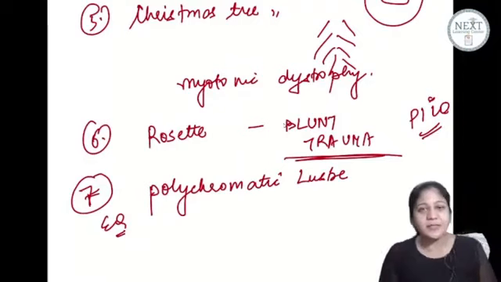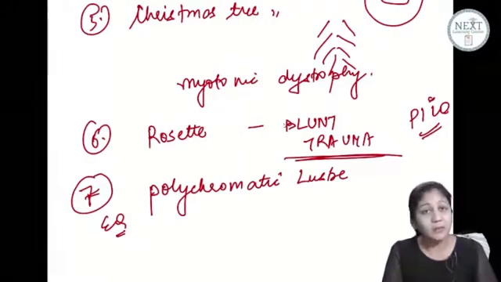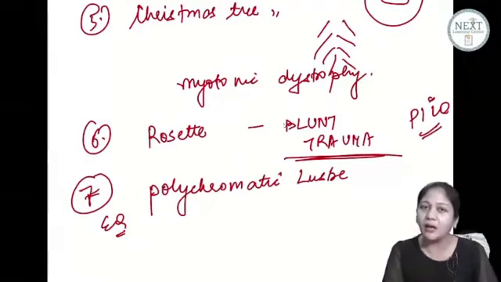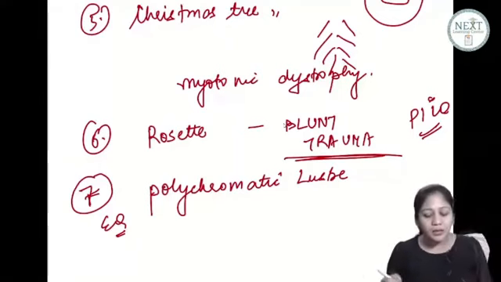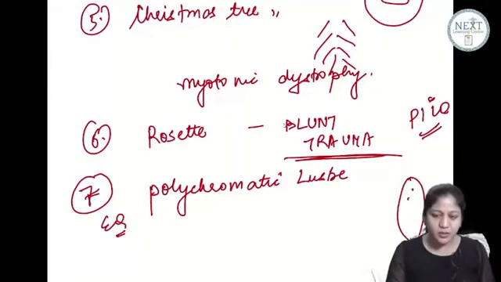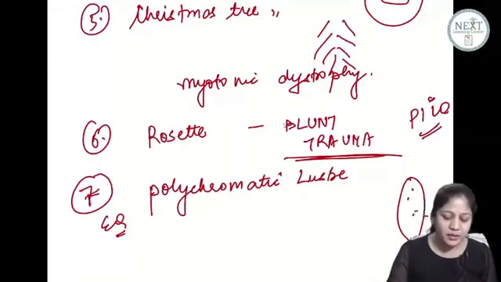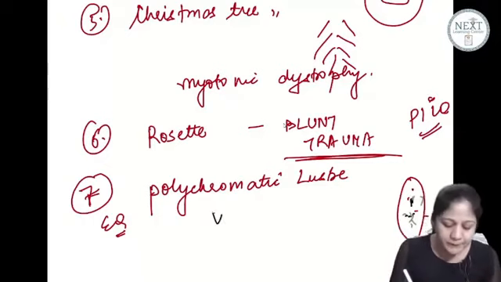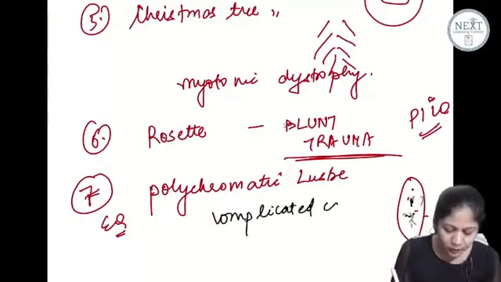So friends, what do you understand by the word poly? Poly means multiple, chrome means color. So when you see multiple colors in a lens, if this is your lens and you see multiple colors, you see green, yellow, red. So when you see multiple colors, you'll think about a complicated cataract. Very important question. What's that? And I'm coming to that again.